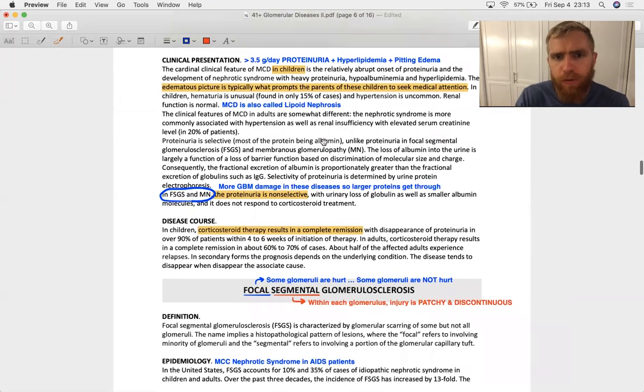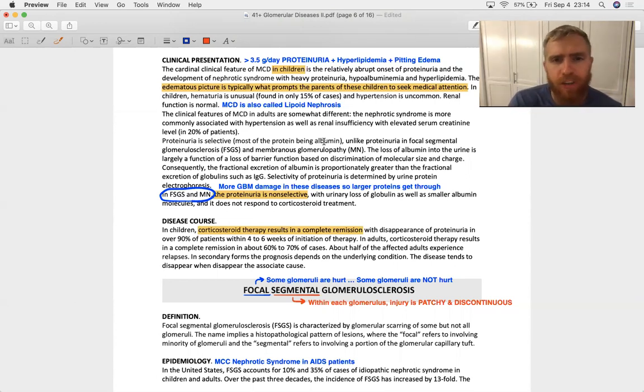How do these patients present? They're kids. Remember, they're kids. Most common cause of nephrotic syndrome in kids. So you can close your eyes and you got nephrotic syndrome. You know it all. It's over 3.5 grams a day proteinuria. You got a hyperlipidemia. You got pitting edema. Might even have anasarca. What's that? That's when you've got edema all over your body, very diffusely.